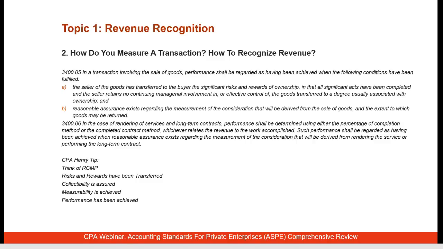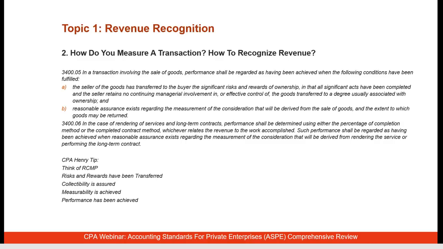Then you have to ask yourself, following the RCMP acronym, have risks and rewards transferred? So if I delivered the goods, I don't have to deal with the product anymore. It's given to the customer. It's no longer mine. The risks have been given. The rewards have been given to the customer. It's no longer mine. Collectability is assured.